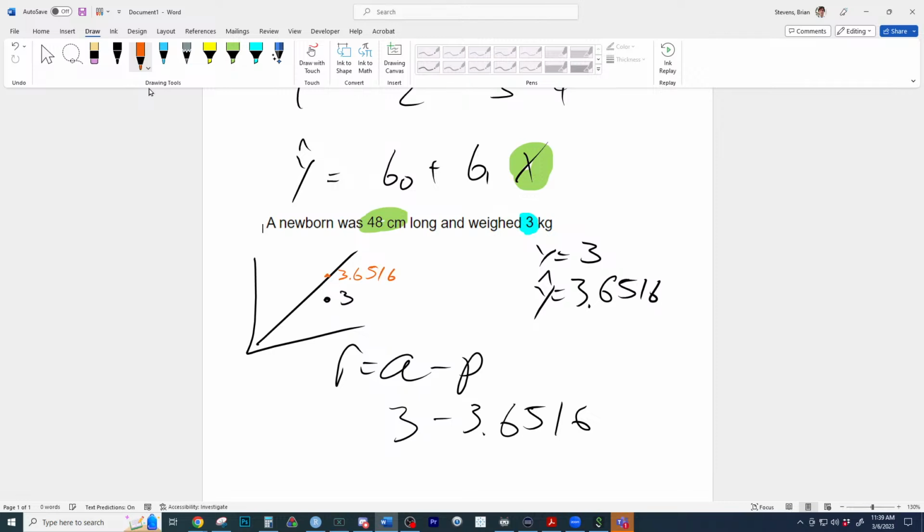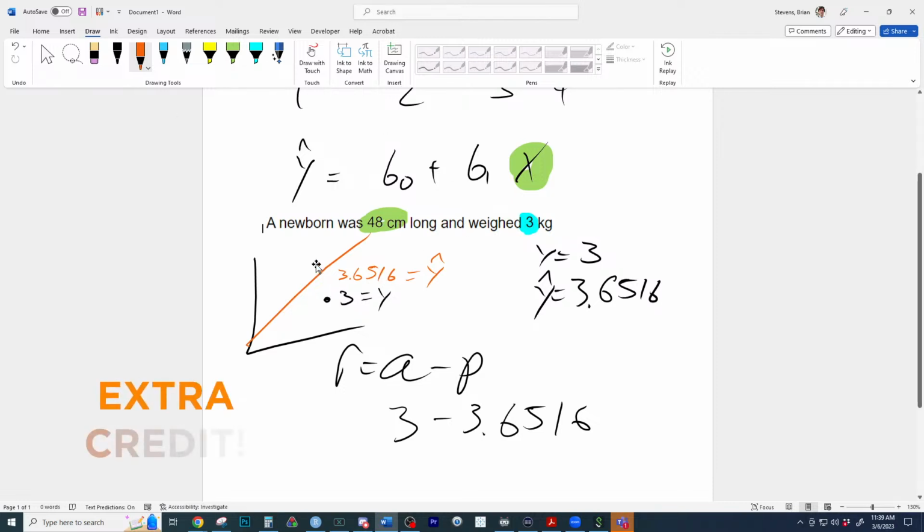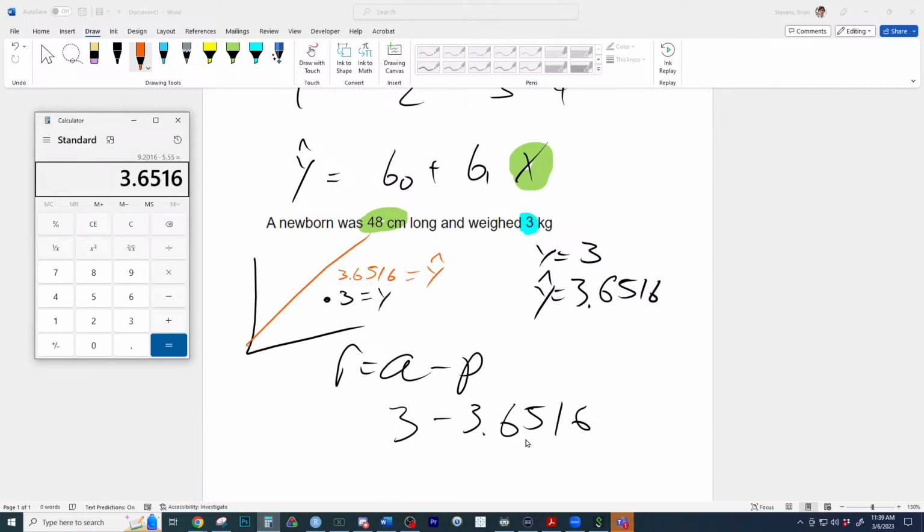So is this residual positive or negative? The baby actually weighs 3 kilograms, and it was predicted to weigh more than that. So is this a positive or negative residual? It's definitely negative. Great job, Marcus, right there. It's definitely negative because it's below the line. And then you can just subtract. It's going to be negative 0.6516. So 3 minus, and there it is right there.